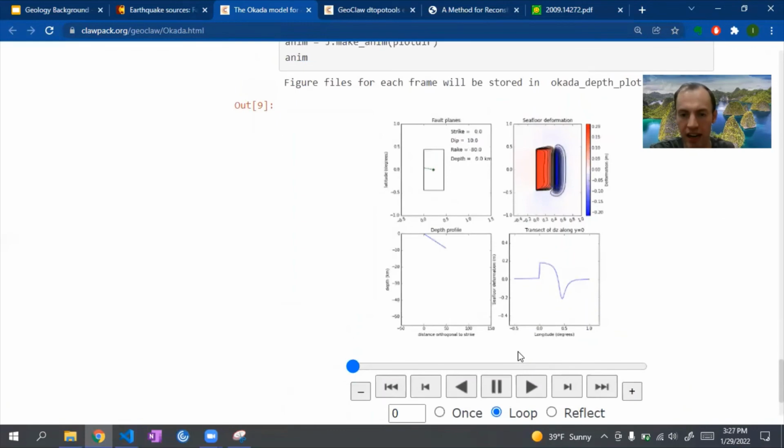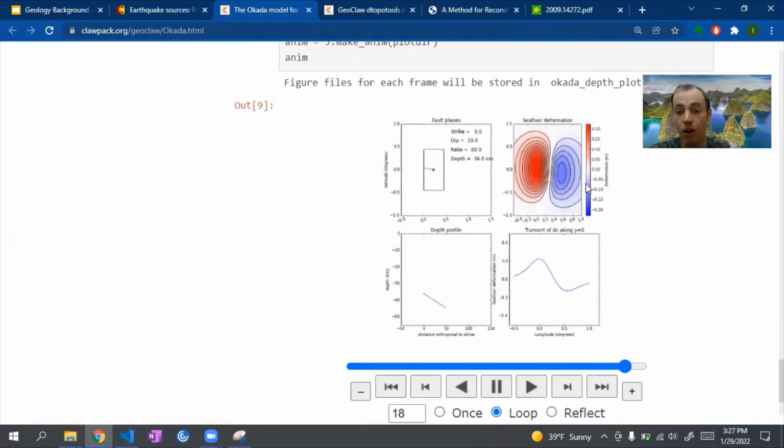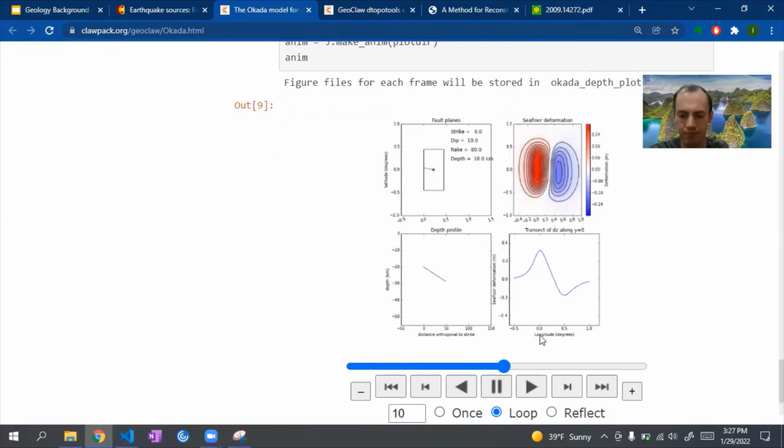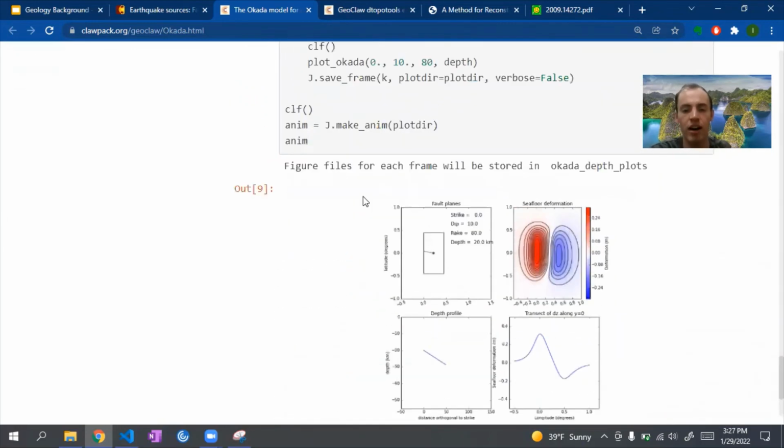And maybe the last one we'll look at here is varying the depth. You'll see on the bottom right here, just as we go deeper and deeper, that also changes the nature of how that seafloor deforms, which is also quite interesting. So the great thing is that Geoclaw has a lot of this functionality already built into itself.